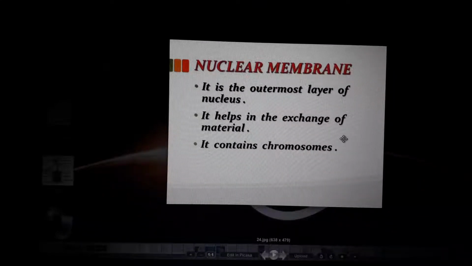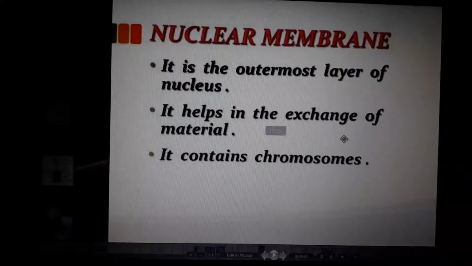Nuclear membrane. So it is the outermost layer of the nucleus. It helps in the exchange of material. What all things the nucleus wants and what the nucleus is sending outside, it is through the outermost layer of the nucleus called the nuclear membrane. Just like the cell membrane, what all things the cell needs are absorbed through the cell membrane. At the same time, what all things are required by the nucleus get inside through a layer called the nuclear membrane. And one more importance is that it has a particular thing called chromosomes. Understand? Next we will discuss chromosomes.